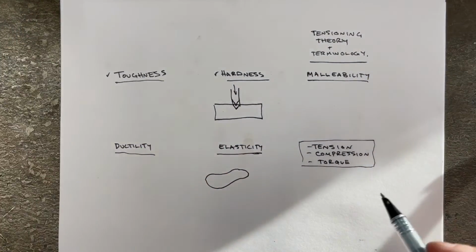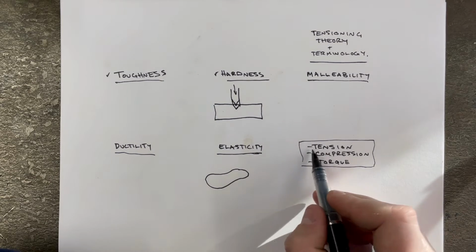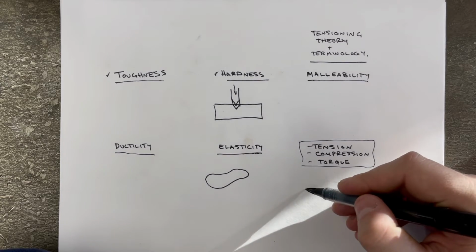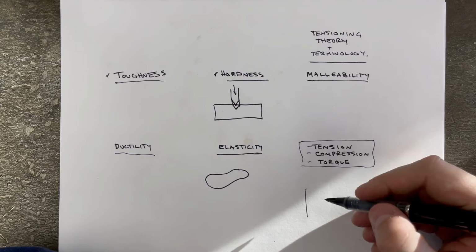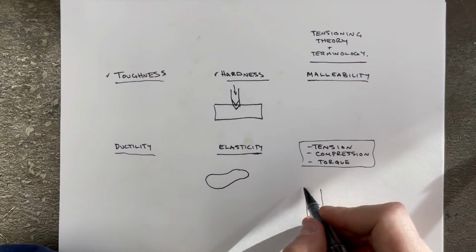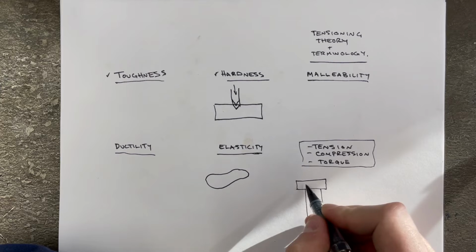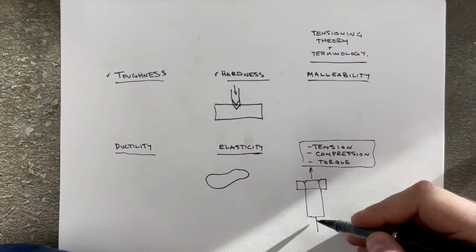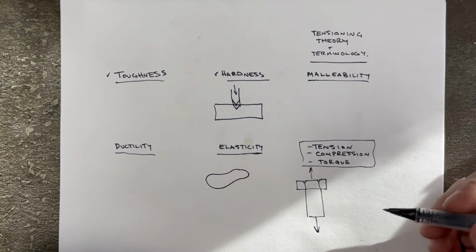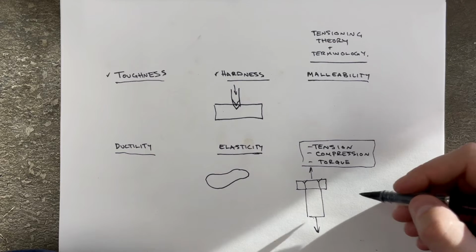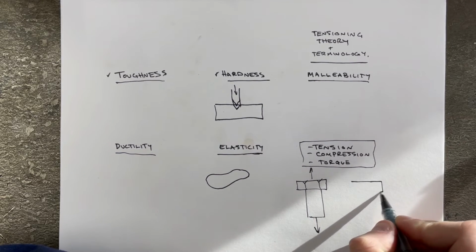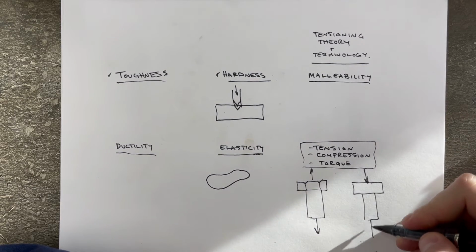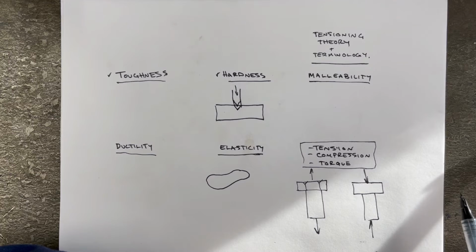Okay, so let's talk about the three main types of forces, or stresses, that can be applied to a fastener. Tension is when we take our fastener and we apply tension, meaning we're pulling it from both opposite ends. Compression is the opposite of that. Compression is when we have our fastener and we put it in compression in this way. So tension and compression are two opposite terms.